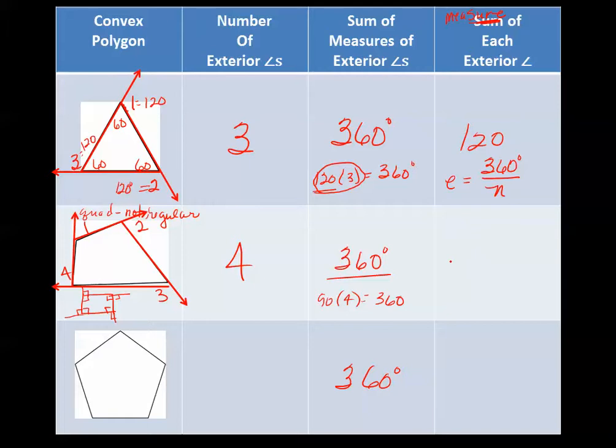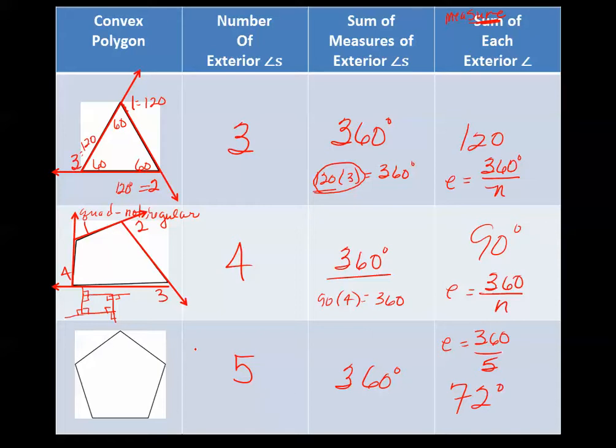But if I wanted to use a formula to figure it out, I'm going to put 90 degrees right now. I would say 360 divided by the number of sides. Remember that little e means measure of exterior angle. So for the pentagon, it's got 5 sides. So I would come over here and I would say, okay, 360 divided by 5. And that equals 72 degrees.